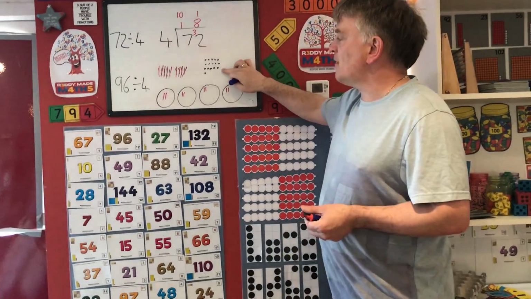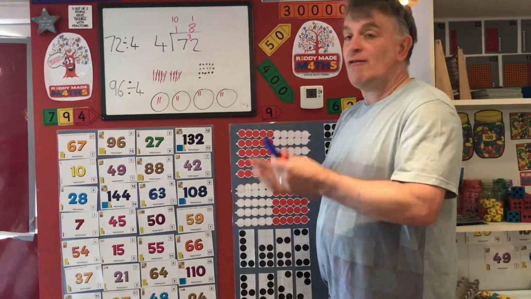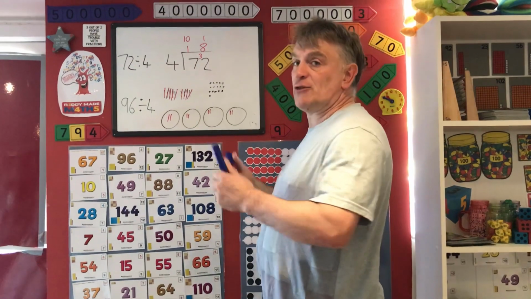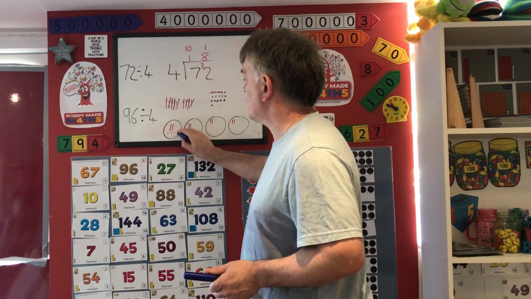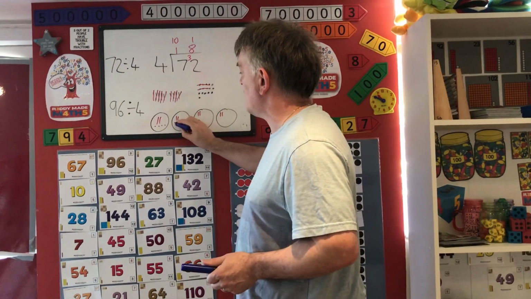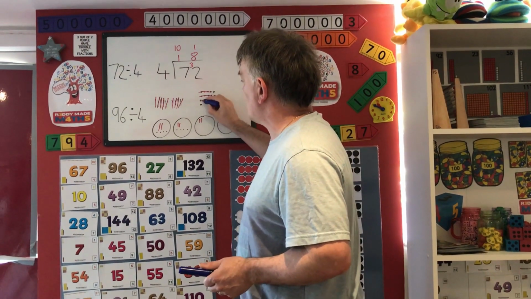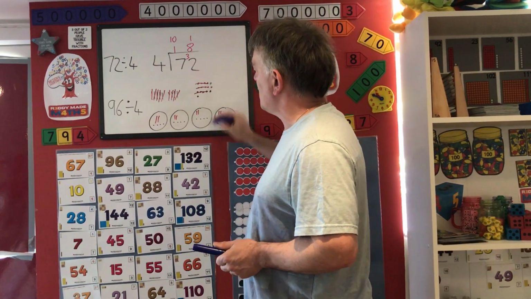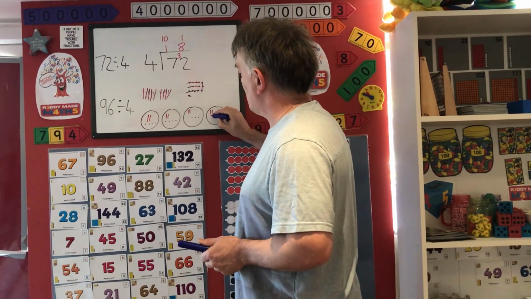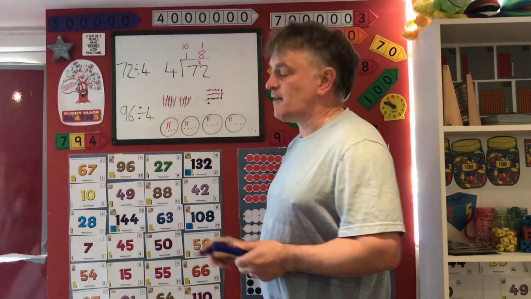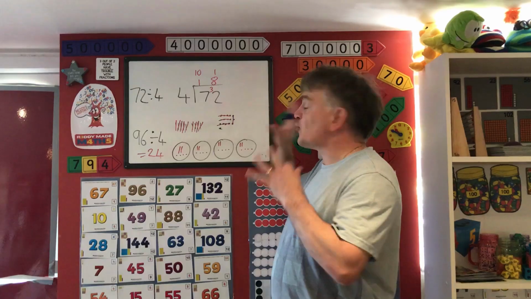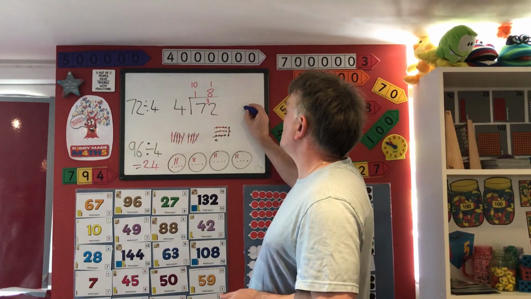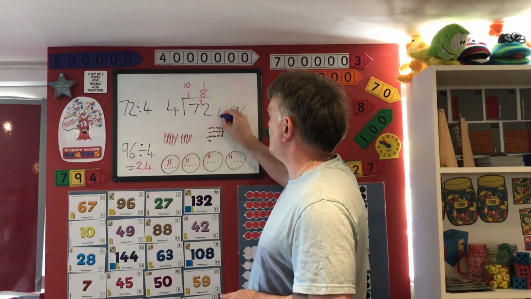As we can see, 10, 15, 16 1s. Very quickly, we'll share those between 4. I'll just imagine I know how to do this one, so I'm going to take those 4 and put them in there. 1, 2, 3, 4, those 4, and put them in there. 1, 2, 3, 4, and then we've got 1, 2, 3, 4 left. So 96 divided by 4 equals 24.